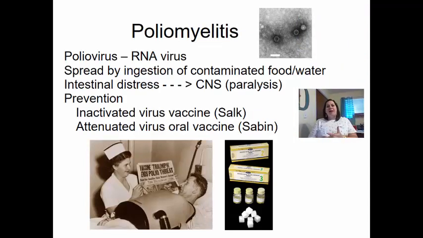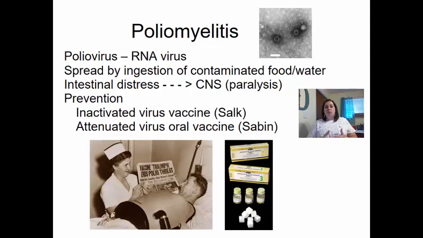So poliomyelitis is caused by the polio virus. It is an RNA virus, meaning that it has the RNA strand, not the DNA. So this is going to have the bases A, C, G, and U. This is spread by ingestion of contaminated food or water, okay, and a lot of times it causes just intestinal distress at first, but then it starts to progress to the central nervous system, which then can result in paralysis.